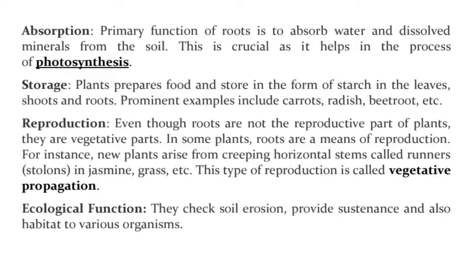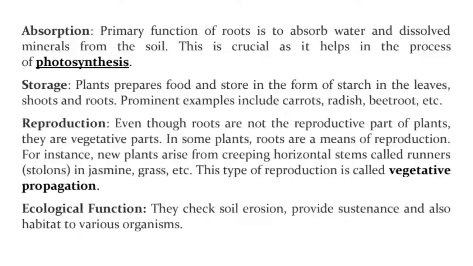Absorption. The primary function of roots is to absorb water and dissolved minerals from the soil. This is crucial as it helps in the process of photosynthesis. Storage. Plants prepare food and store it in the form of starch in the leaves, shoots and roots. Prominent examples include carrots, radish, beetroot, etc.